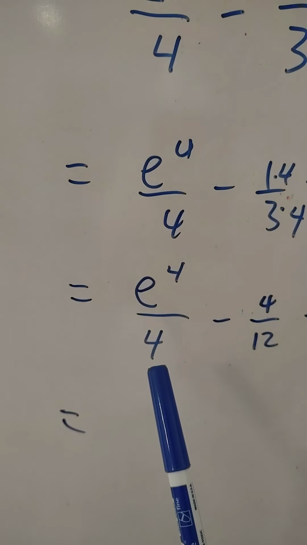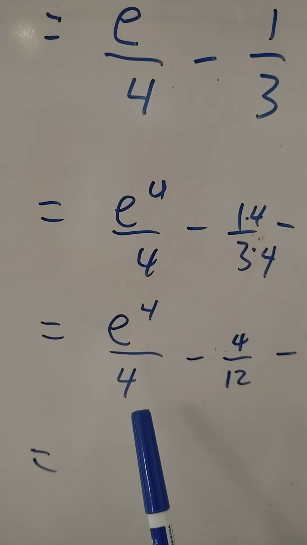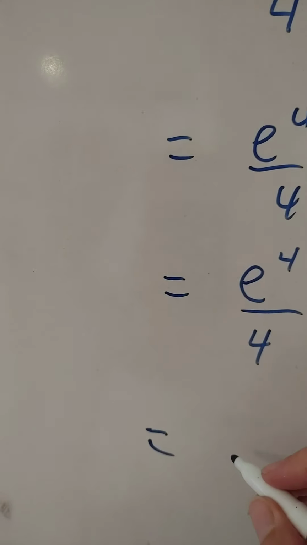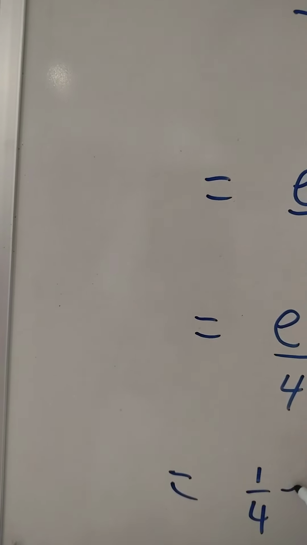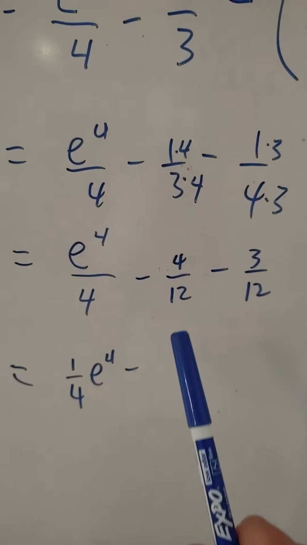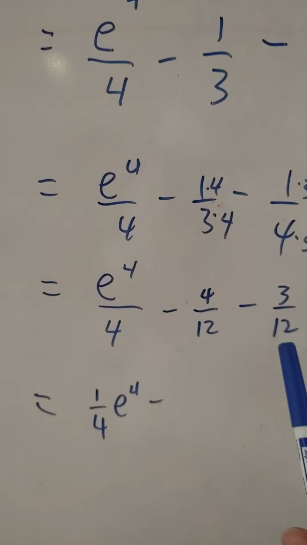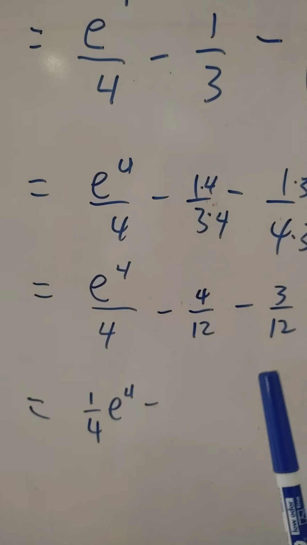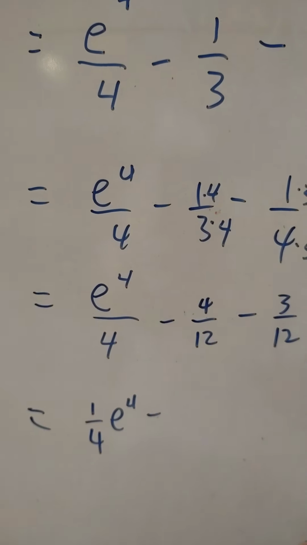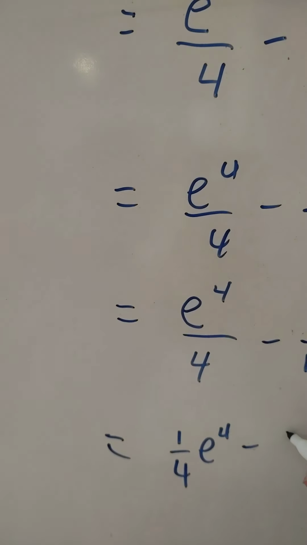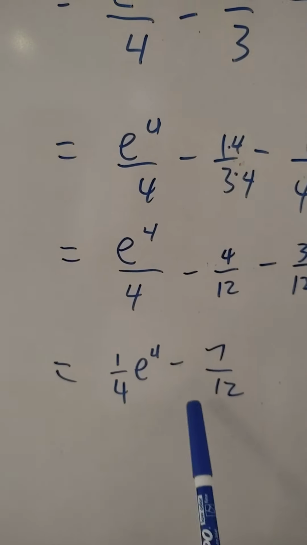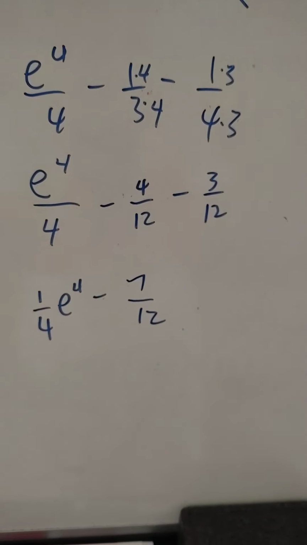And isn't dividing by 4 the same thing as multiplying by 1/4? So you can either write it like this, or I think the answer key probably did this. 1/4 e to the 4th minus, and now, since we have a common denominator, we can write a single fraction with that common denominator of 12. And then the numerators we combine. What's minus 4 minus 3? It's minus 7. So minus 7 over 12. And that's my final answer. 1/4 e to the 4th minus 7/12.